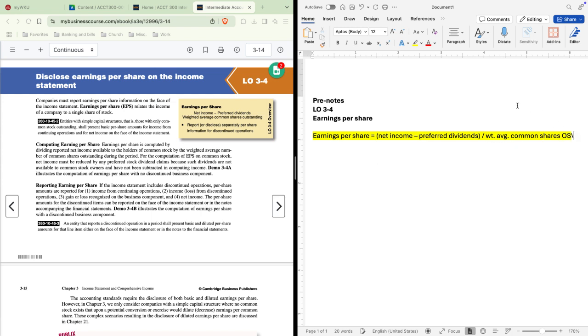Okay. Now, I may not know what all those terms mean. I may not know what net income is, or preferred dividends, or what common shares outstanding means, or what it means to take a weighted average. And that's okay. I haven't even started reading yet.